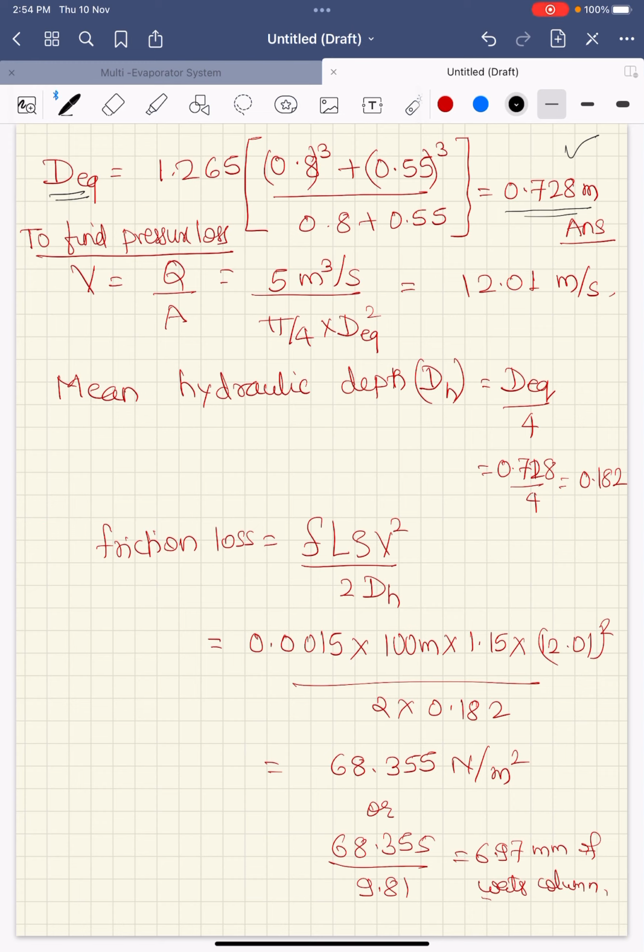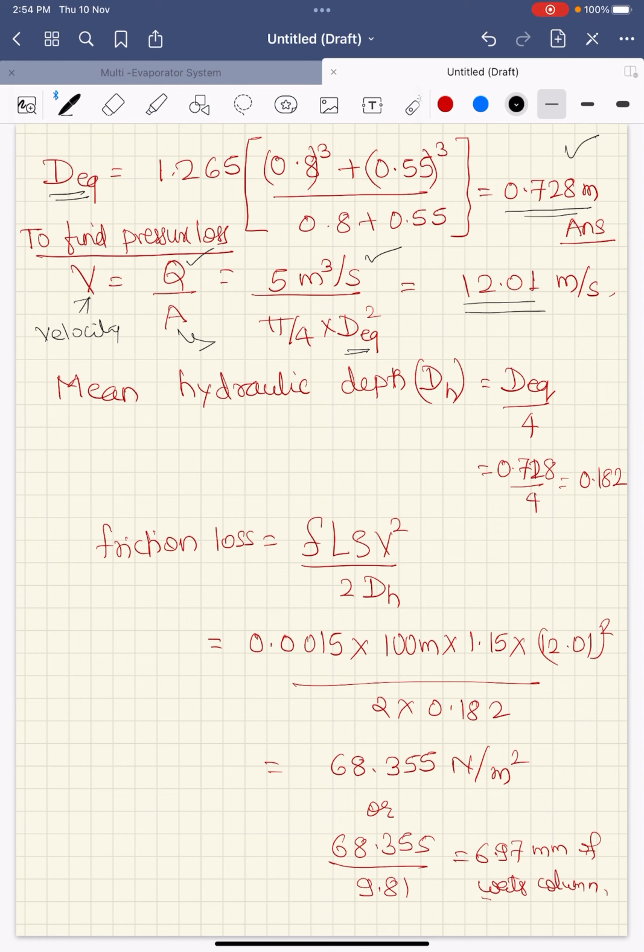The second part of the question is you have to find the pressure loss. For finding the pressure loss, we will first find the velocity, because the flow rate is given. Q is the flow rate, 5 meter cube per second, and we have already calculated the equivalent diameter of the duct, which is 0.728. We know that the cross sectional area of a circular duct is pi by 4 d square. So we put d as 0.728, square it, multiply by pi by 4, and that is the denominator. We solve this, and we get the velocity of the air in the circular duct as 12 meters per second.